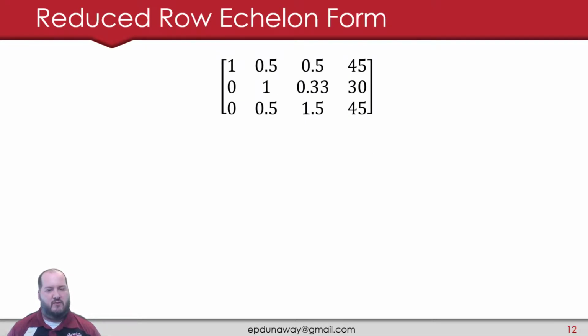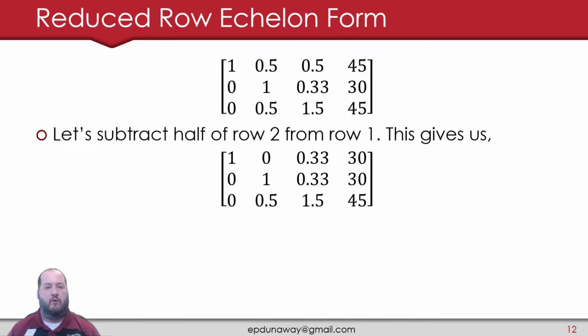So let's walk through this. I'm going to take row 1 and I'm going to subtract half of row 2. So that's going to give me 1, 0, 0.33, and 30, because, well, 1 minus half of 0 is 0. 0.5 minus half of 1 is 0. 0.5 minus half of 0.33 is 0.33. And 45 minus half of 30 is 30. And that solves that row for me. So again, I have that 0 where I want it to be.